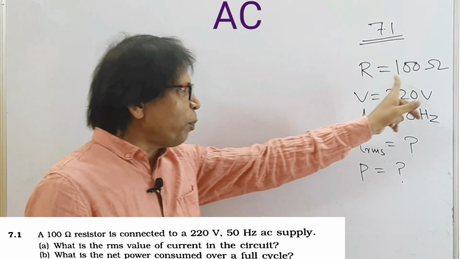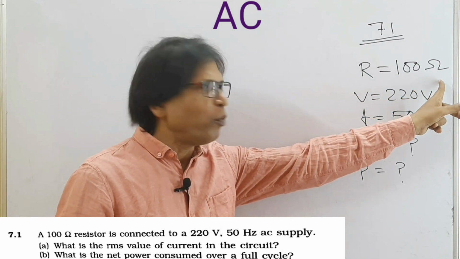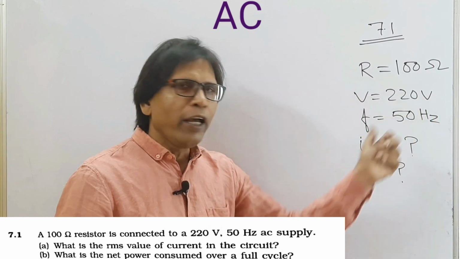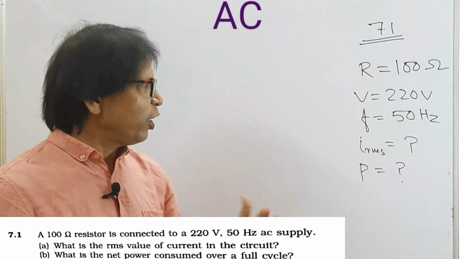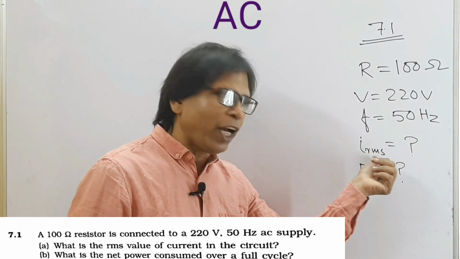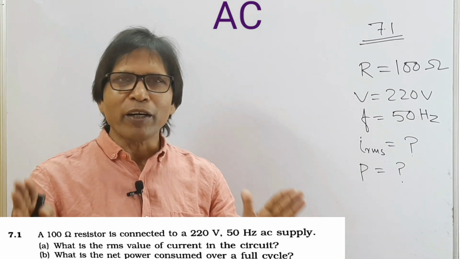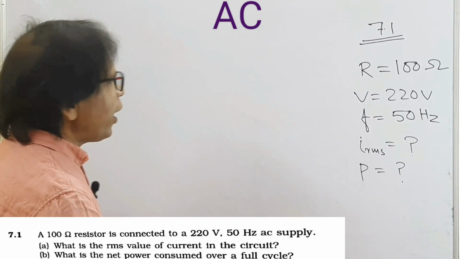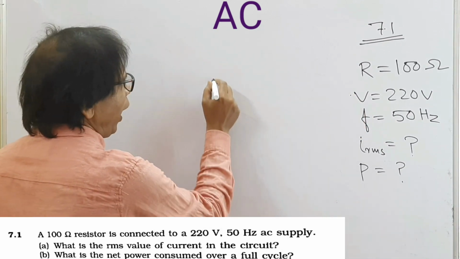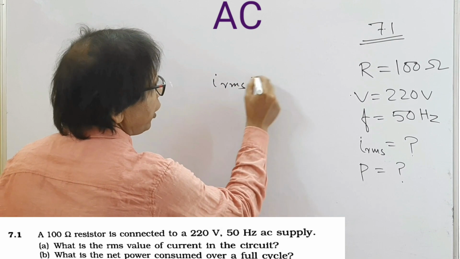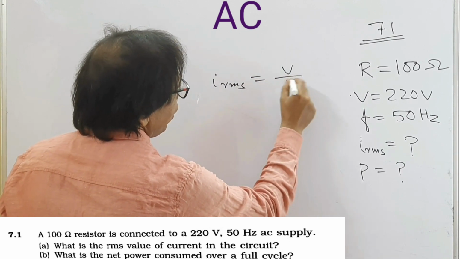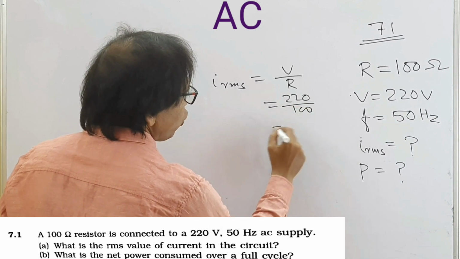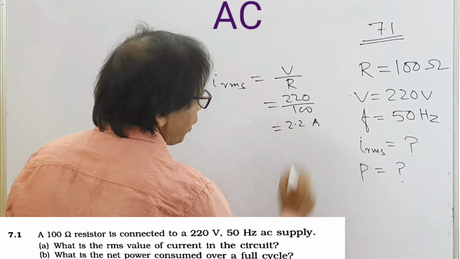Look at this NCERT numerical 7.1. The resistance of a circuit is 100 ohm. Now the RMS voltage in the circuit is 220 volt and the frequency is 50 Hz. We have to calculate IRMS and the total power consumed in a cycle. Now look at this. This is the Vrms. So IRMS equals V by R. So this is 220 divided by 100. So this is 2.2 ampere.